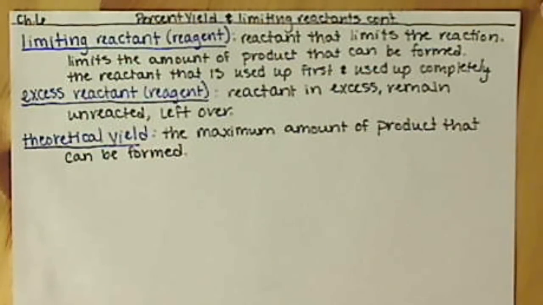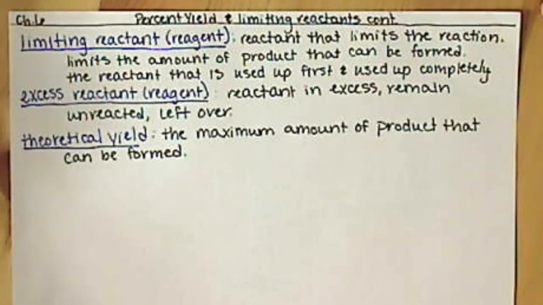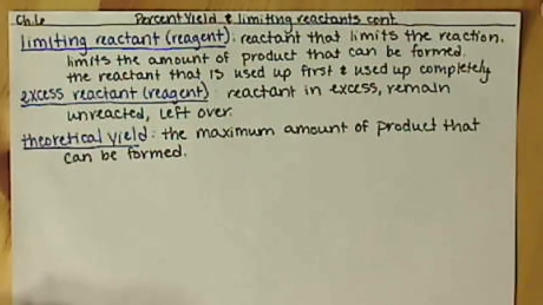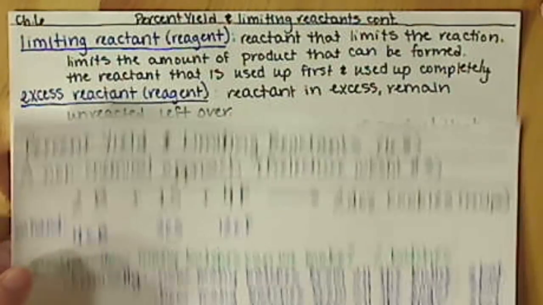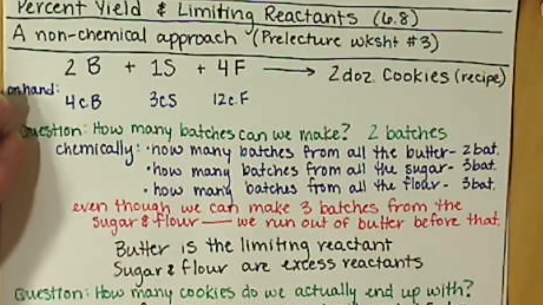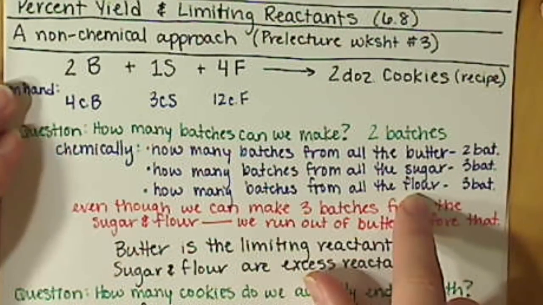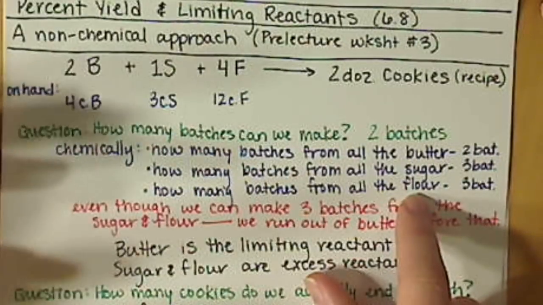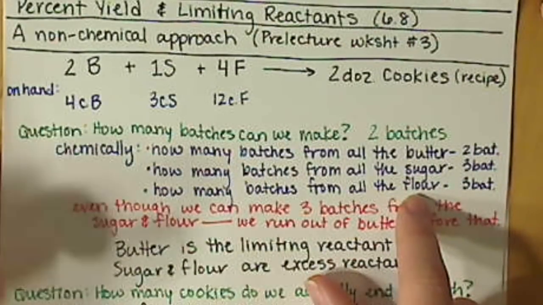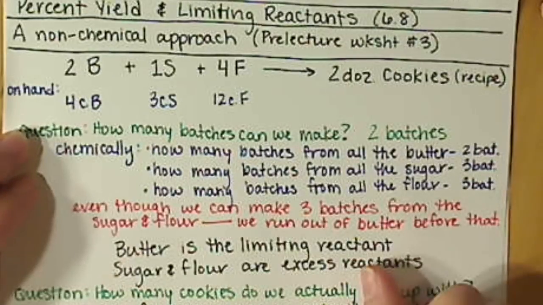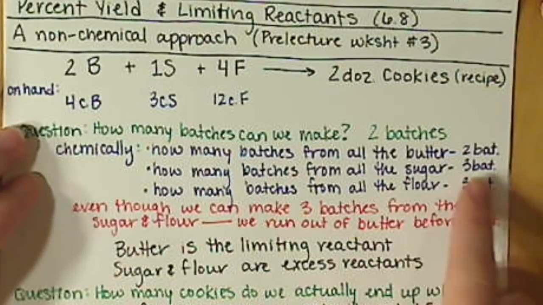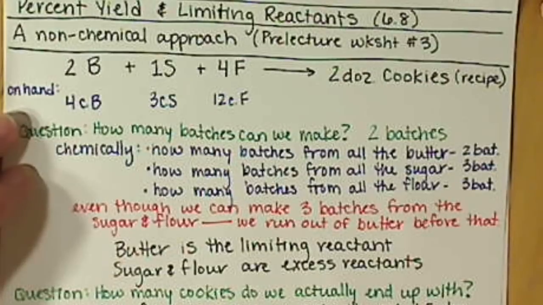It's the maximum amount of products that can be formed. So what we're looking at is when we talked about our cookie example, okay, so I'm going to scooch this up a little bit, we looked at how many batches we can make from all the butter, from all the sugar, and from all the flour. Now, if we take this theoretical yield being the maximum amount of product, it's easy to think, well, I can just make 3 batches, right? I have enough sugar and enough flour to make 3 batches. That's the most cookies I can make, so that must be my theoretical yield.